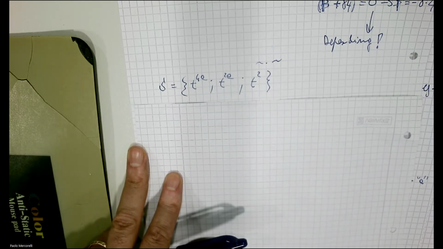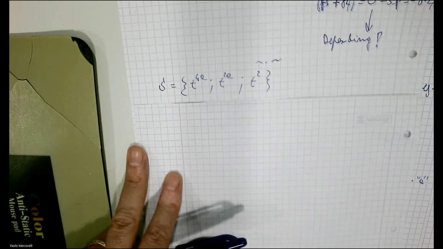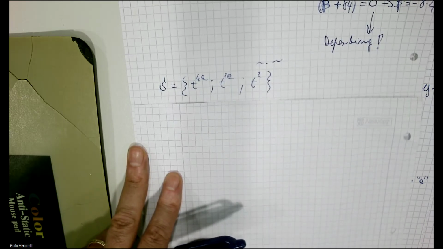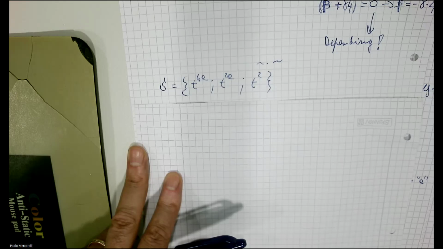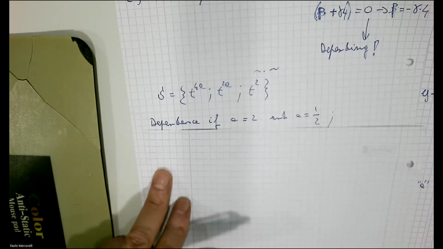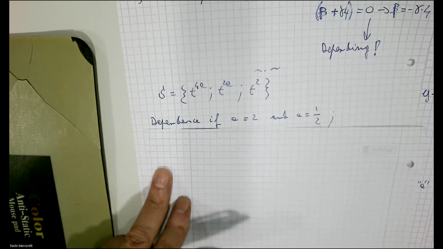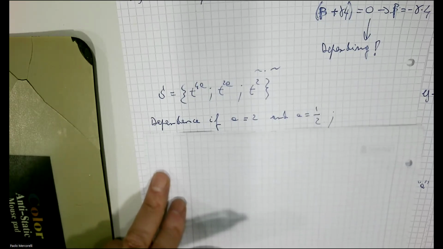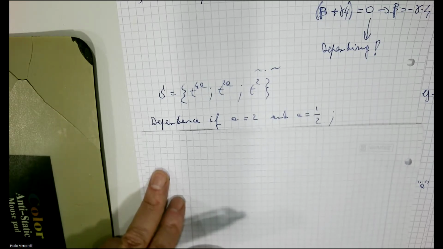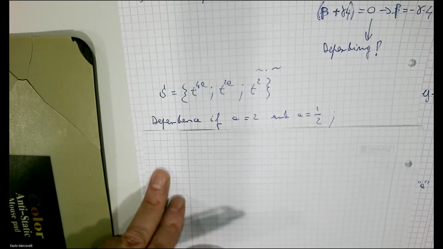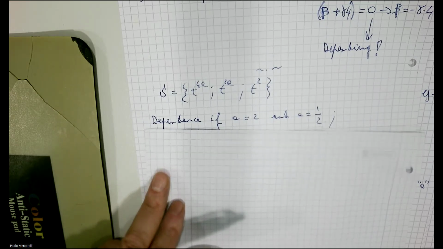A equal 1 to be analyzed, and A equal 1 divided 2. Now, 3 cases. Yeah, I put just 2. Also A equal 2. Yeah. No, A equal 2 is wrong.